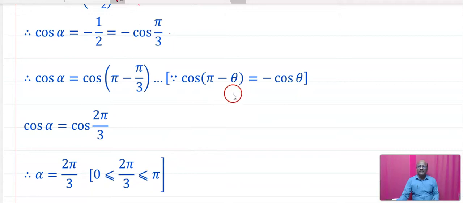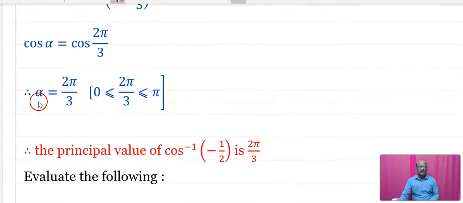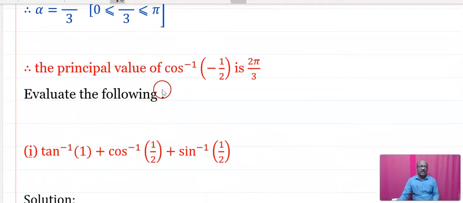Again, by the allied angle, cos of pi minus theta is minus cos theta, and that's why cos of pi minus pi by 3. If you simplify this, you will get cos of 2 pi by 3, and that's why alpha is equal to 2 pi by 3, where this 2 pi by 3 lies between 0 to pi. Therefore, the principal value of cos inverse of minus 1 by 2 is 2 pi by 3.